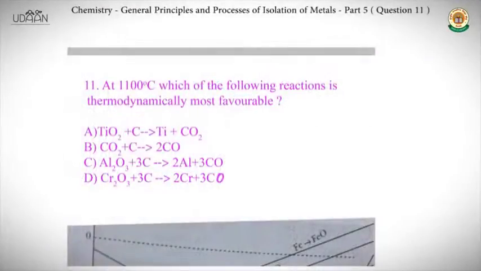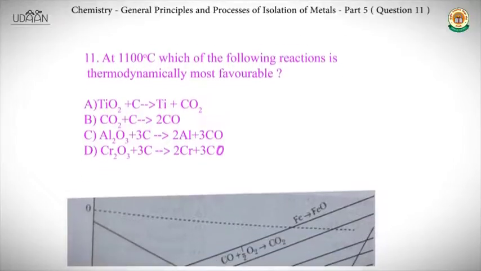So now we'll see question number 11 of the chapter Metallurgy. The question reads as: at 1100 degrees Celsius, which of the following reactions is thermodynamically most favorable? The options are A. TiO2 plus C giving Ti plus CO2. Option B is CO2 plus C giving twice CO. Option C, Al2O3 plus thrice C giving twice Al plus 3CO. And option D is Cr2O3 plus 3C giving 2Cr plus 3CO.